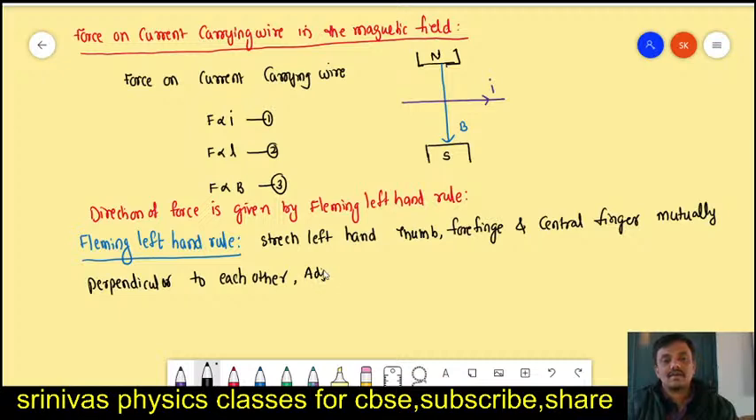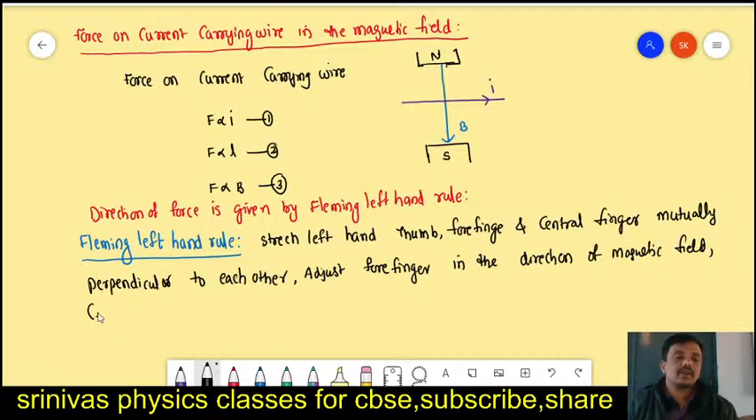When we stretch them perpendicular to each other, adjust the forefinger in the direction of the magnetic field, and the central finger in the direction of current.